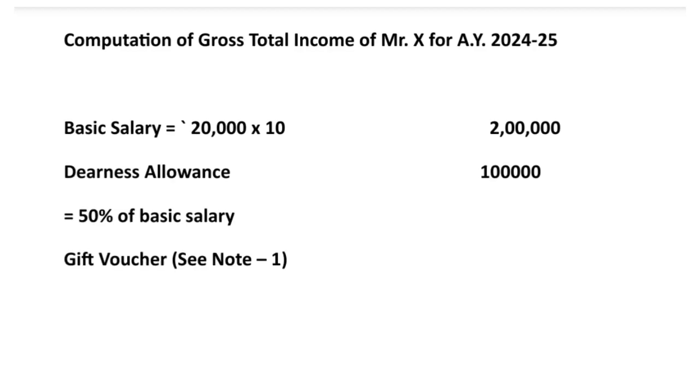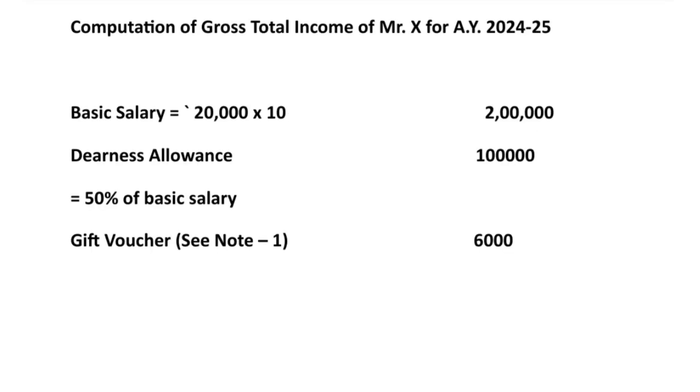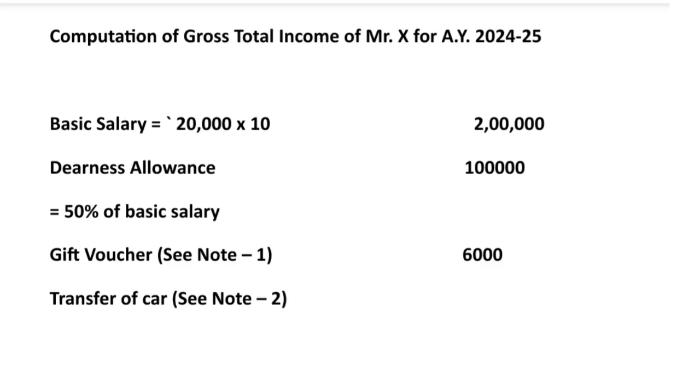Gift voucher, let's see note number 1. The value of any gift or voucher or token in lieu of gift received by the employee or by member of his household not exceeding 5,000 in aggregate during the previous year is exempt. In this case, the amount was received on his retirement and the sum exceeds the limit of 5,000. Therefore, the entire amount of 6,000 is liable to tax as perquisite. Gift voucher 6,000.